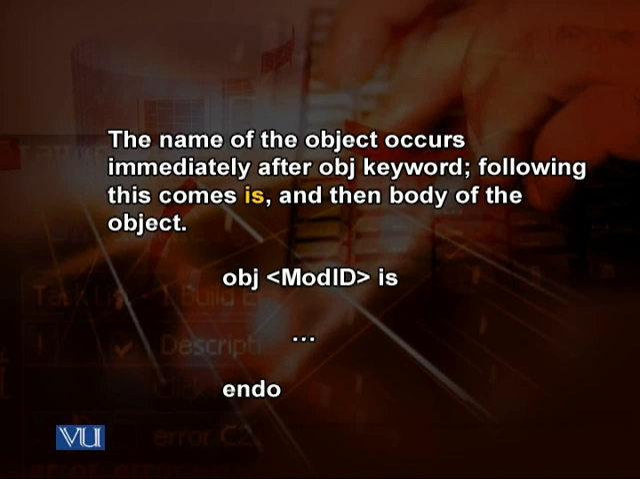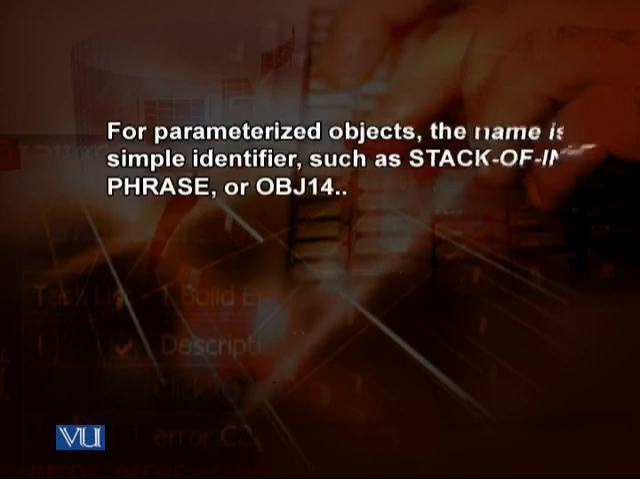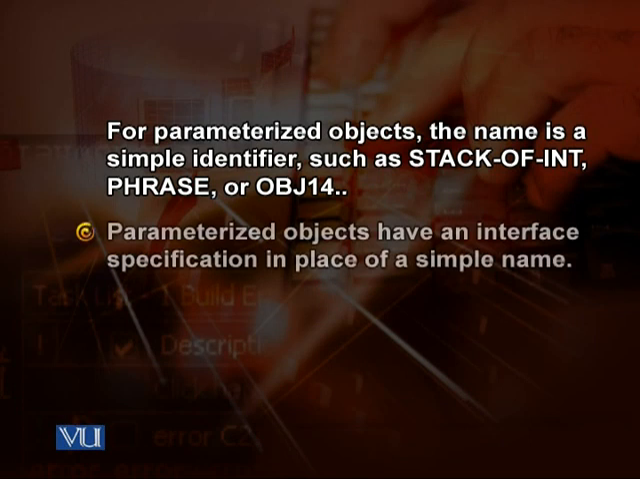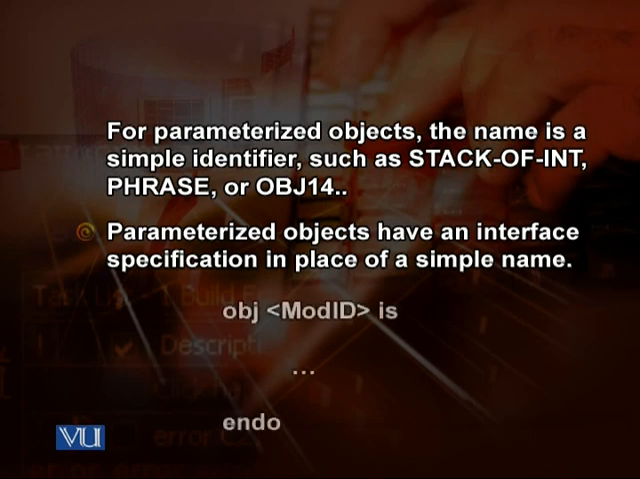Which is basically the body, and it ends with end O. For parameterized objects, the name is a simple identifier such as stack of int, phrase, or obj14. Parameterized objects have an interface specification in place of a simple name, and this we have mod id, that was the parameter type. Note one thing here, that this obj and end O, these are all lowercase keywords. They are written in all lowercase.